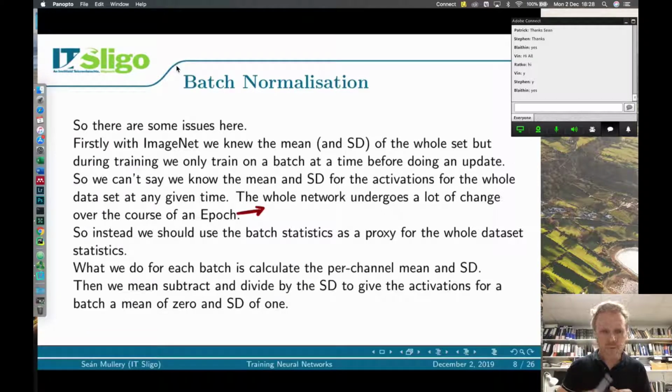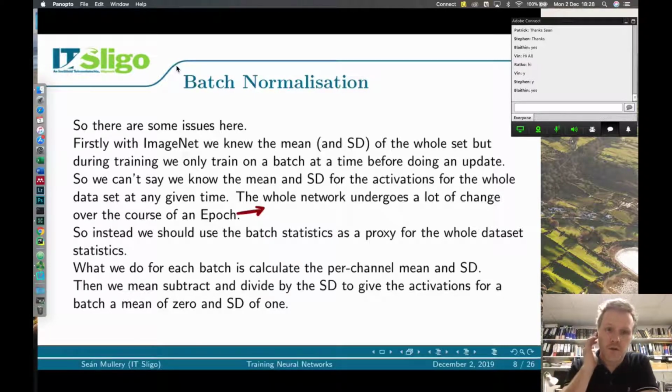So, but what we do is we use the statistics of the batch to try and give us a sense of the overall statistics of the system, and from there try and make sense of where our activations are going, and then try and decide, well, where do we want to move our activations to in order to make them best set up for the next layer. And as I say, that will change over time.